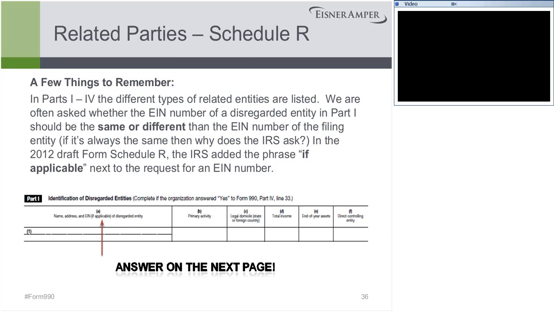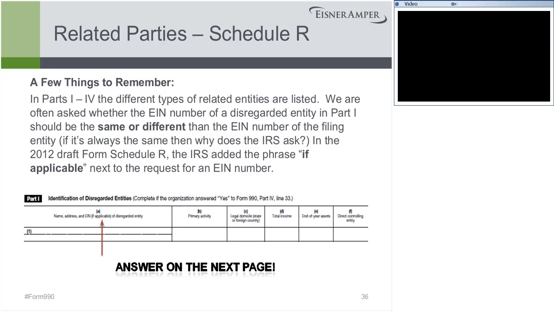So when you're filling out Schedule R, just a couple of things to remember. In parts 1 through 4, you list the different types of related entities. And specifically in part 1, where they ask for the disregarded entities, it says name, address, and EIN, if applicable, of the disregarded entity. That was very confusing. What do you mean if applicable? Wouldn't they have an EIN for an entity that exists legally?